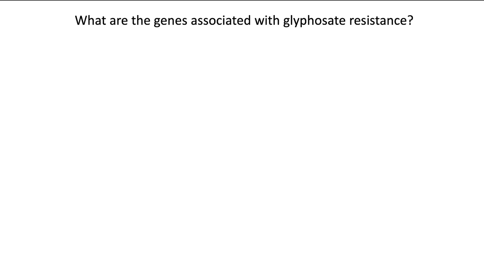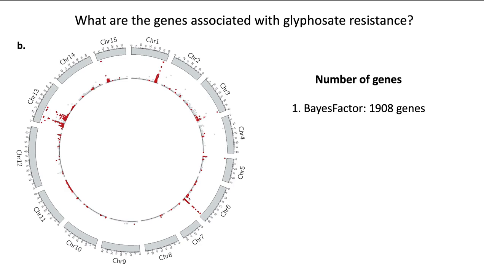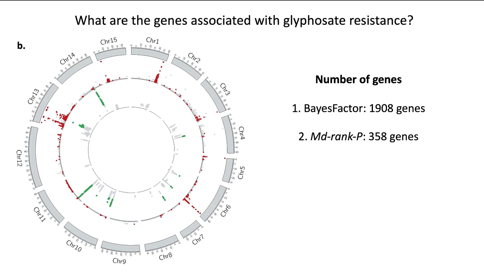So, looking more closely into the results, using the first approach, I found about 1900 genes, which are represented as the red dots. Using the second approach, or the mid-rank P approach, I found about 358 genes, which are represented in the green dots. Now, between these two approaches, there were 128 genes that were common, and the regions carrying these genes are represented as blue arrows here. Now, these 128 genes were then used to understand the mechanistic basis of glyphosate resistance.